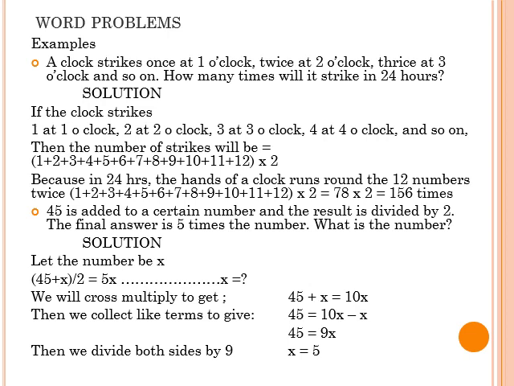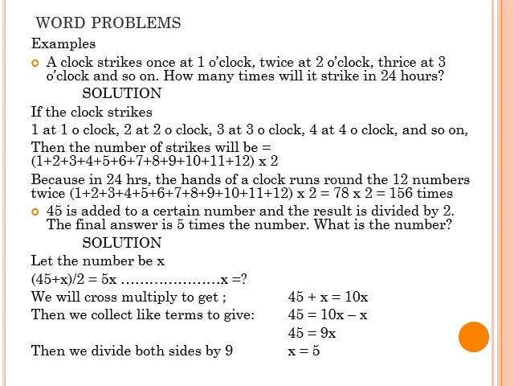Word problems. The first example here says a clock strikes once at 1 o'clock, twice at 2 o'clock, and thrice at 3 o'clock, and so on. How many times will it strike in 24 hours?